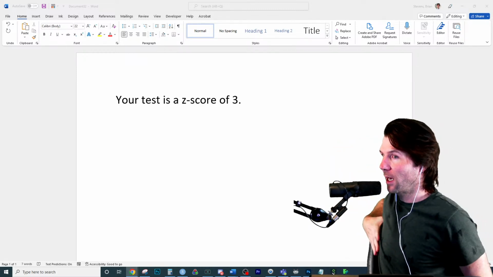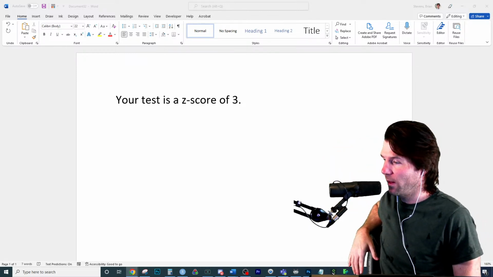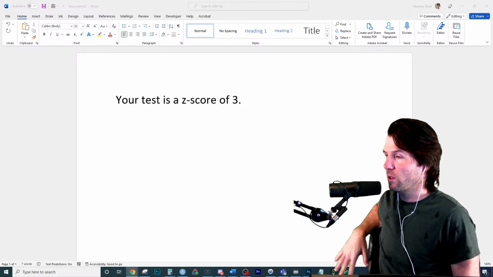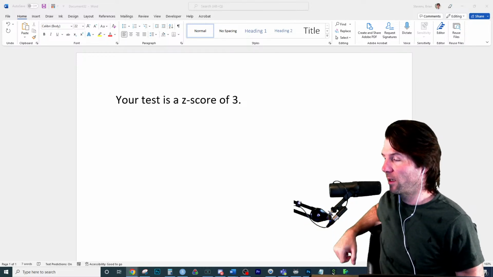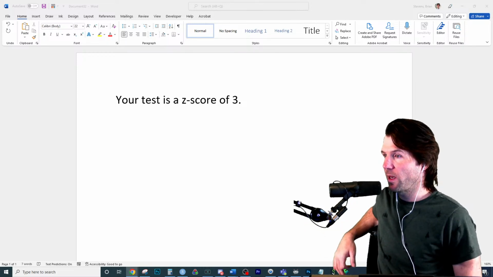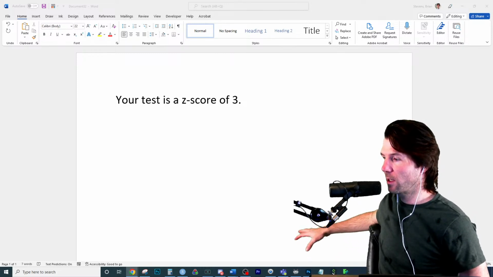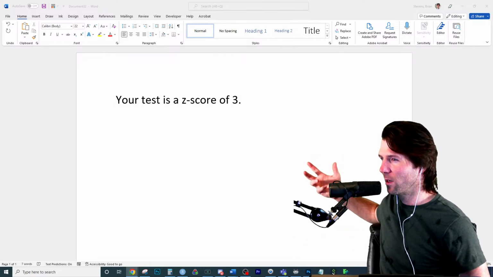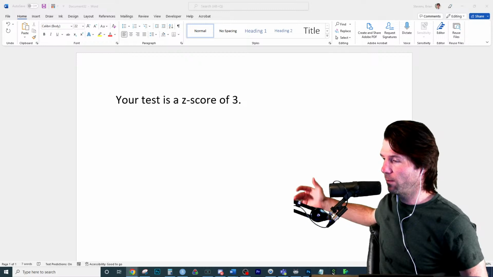Well, that would mean you're at the 99.85th percentile. That would mean that. But if I say your z-score is 3, I'm telling you your score is what to the mean? Like, what does 3 mean?